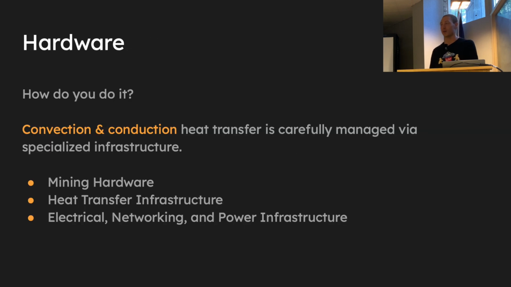So what kind of hardware is involved in managing this heat? How do you do it? I talked about how convection and conduction are the key methods for moving this heat around from Bitcoin miners. It's carefully managed via specialized infrastructure. So you have the mining hardware, and then you have heat transfer infrastructure, and then there's all the associated mining hardware that you need: 240 volt power, networking, power infrastructure, etc.